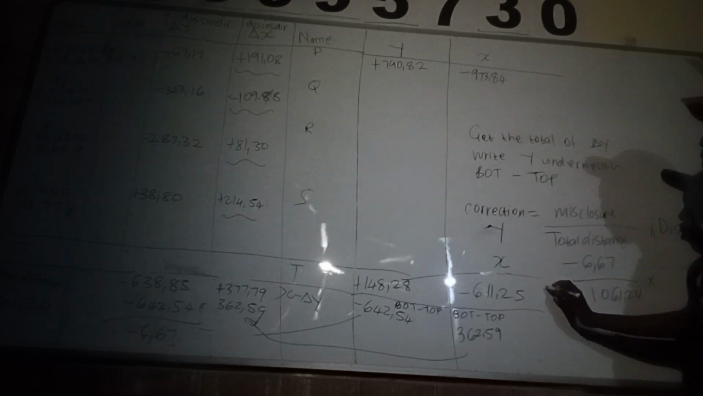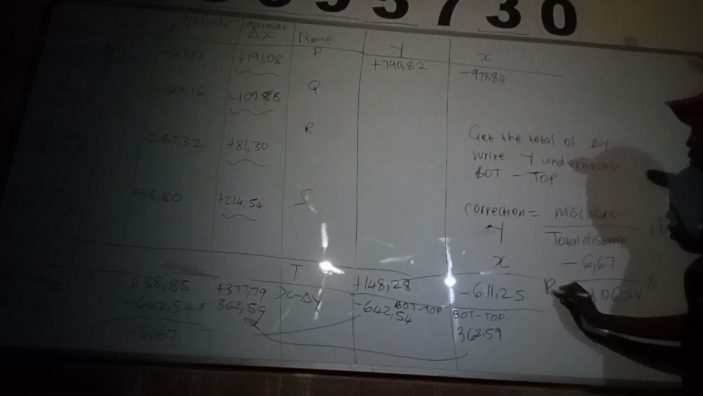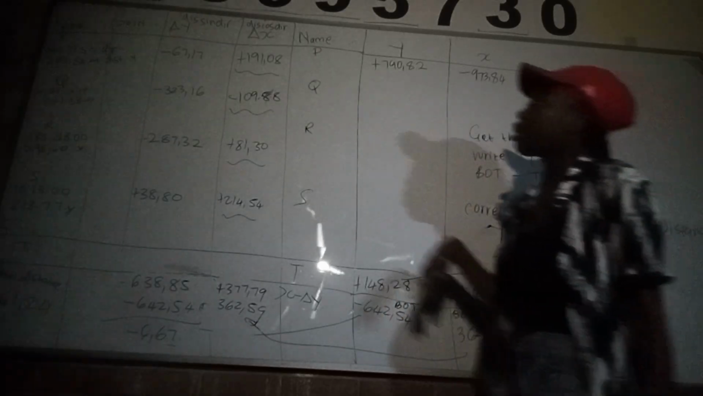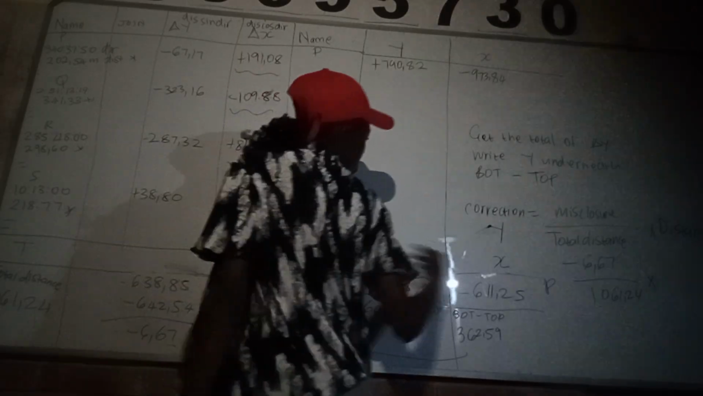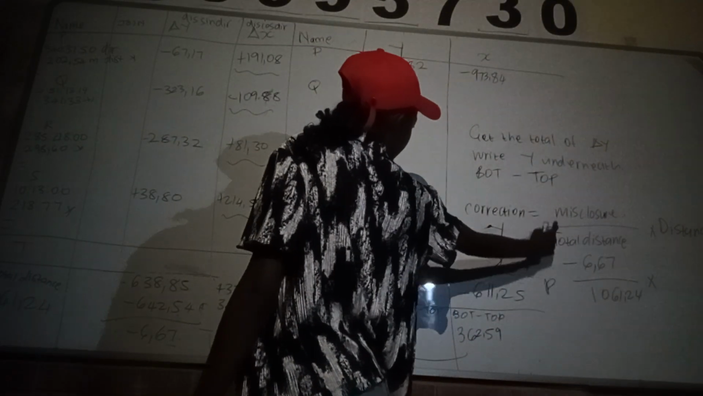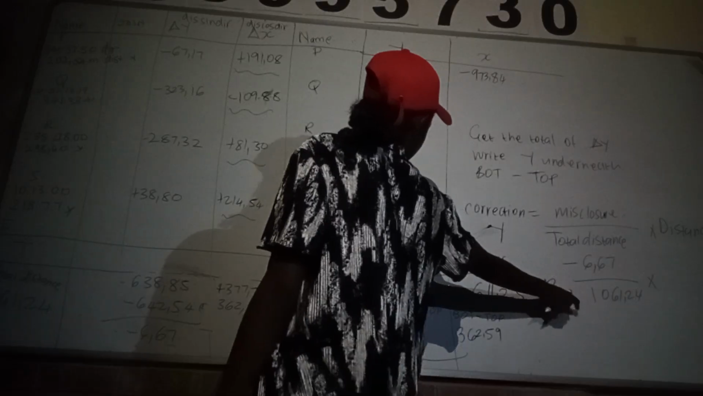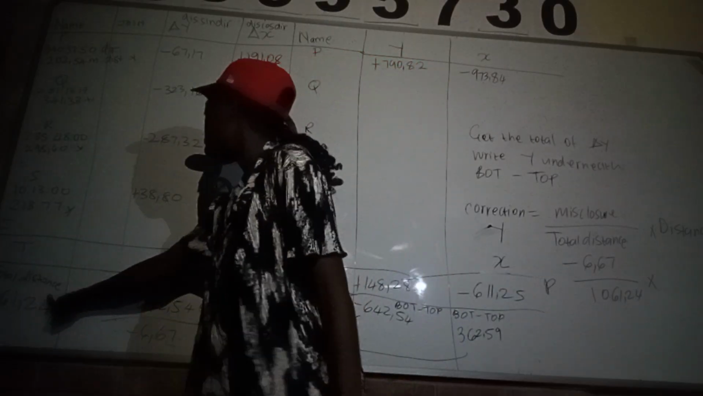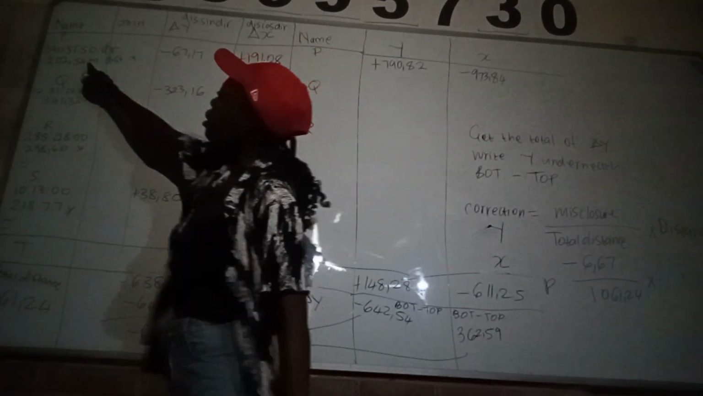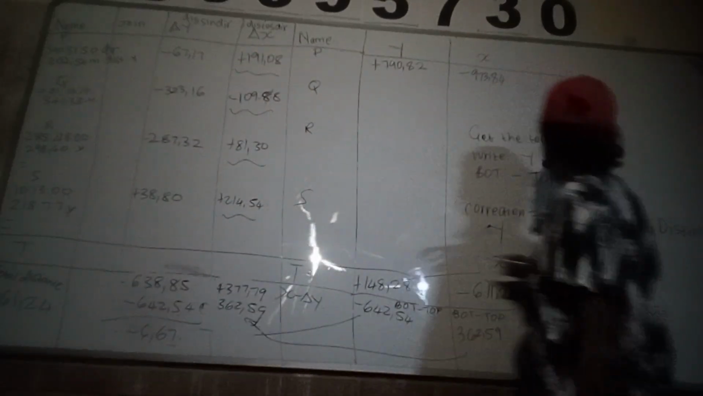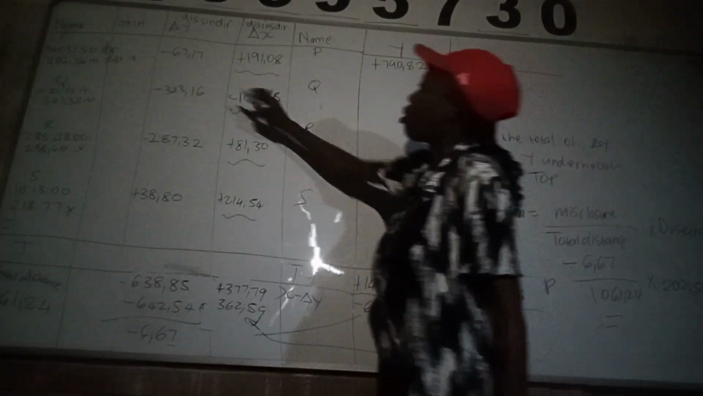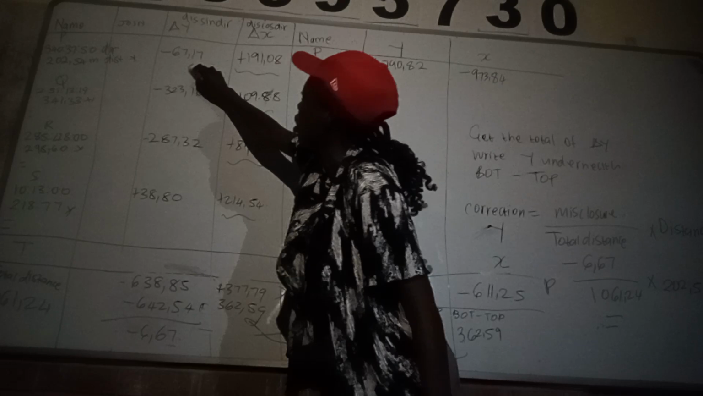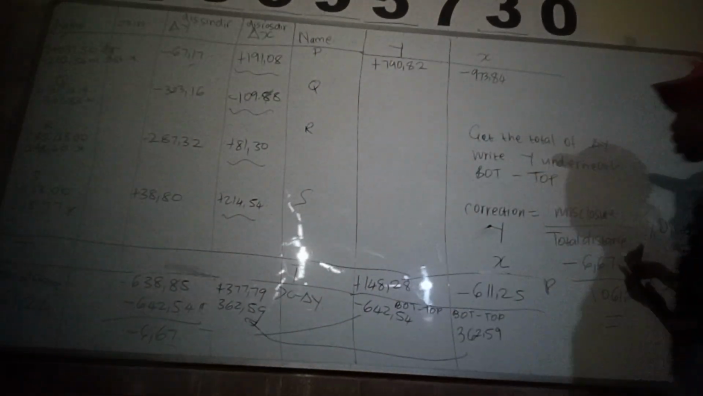So this is the correction for P. We're going to need the correction for PQRS. So for P, it is the misclosure, which is negative 6,67, divided by the total distance, which is this one, multiplied by the distance at P, which is 202,54. Multiplied by 202,54. You will get your answer. This answer that you get here, you're going to write it there under changing y. And then you do the same thing for x.